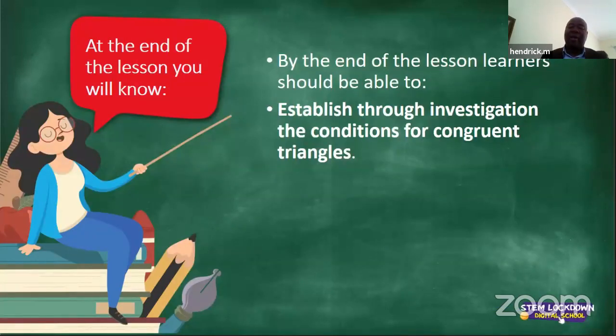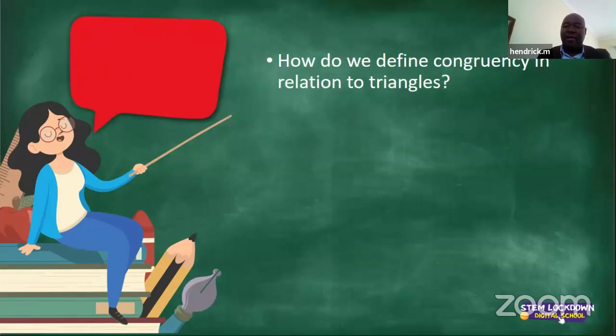And I believe that by the end of this lesson, you should be able to establish the different conditions for congruent triangles. There will be conditions that we'll look at. But the key question for now is, how do we define congruency in relation to triangles? What is congruency? How do we define congruency?